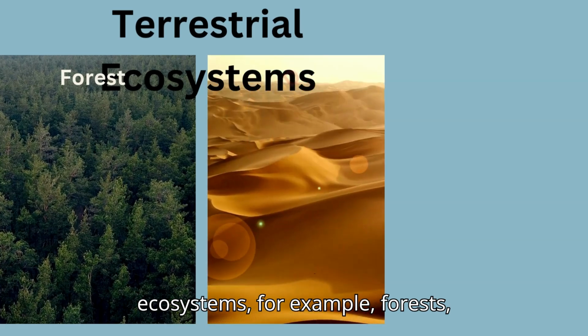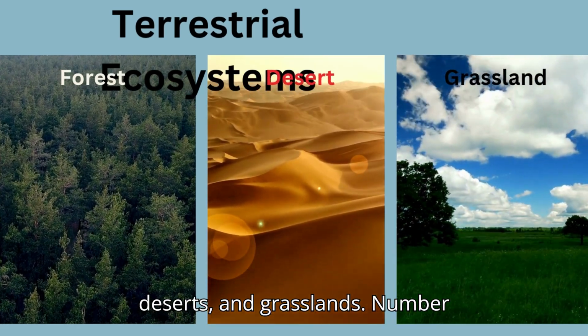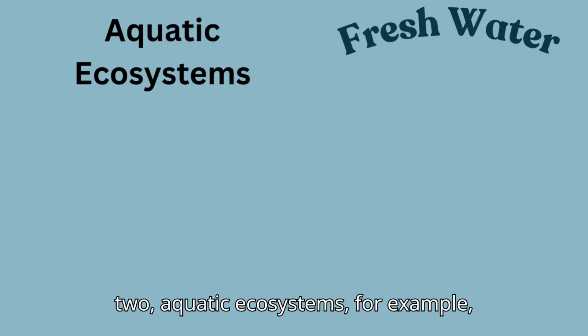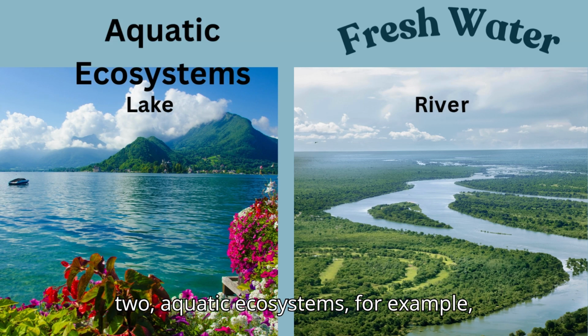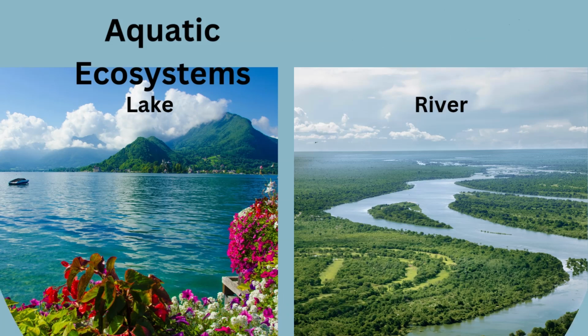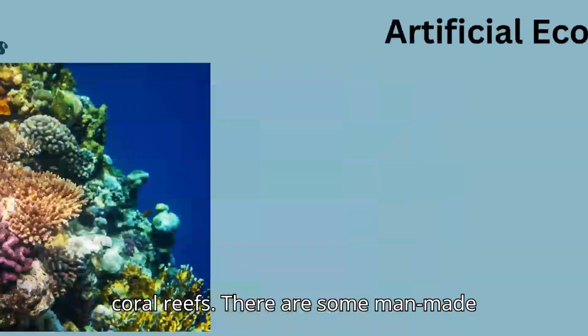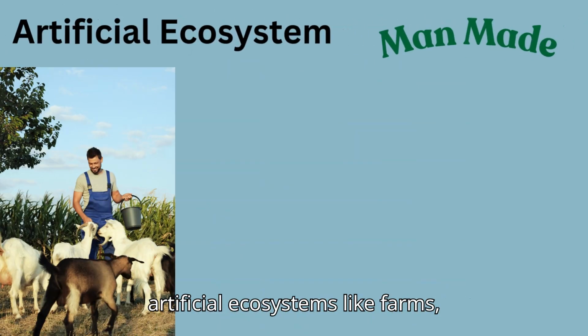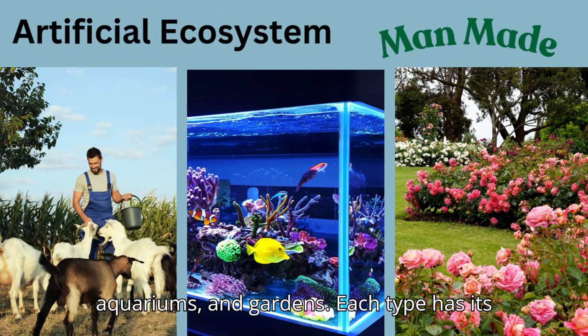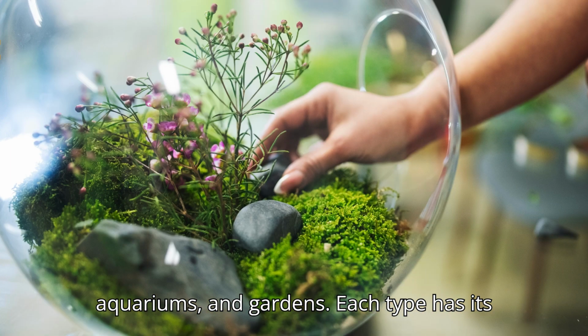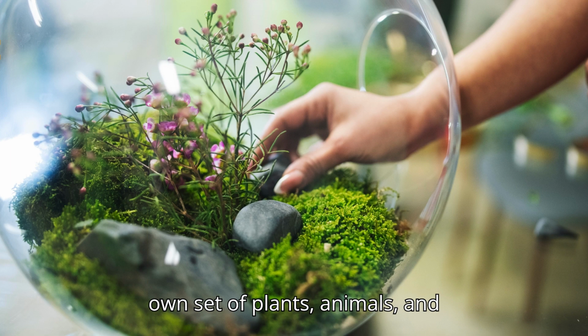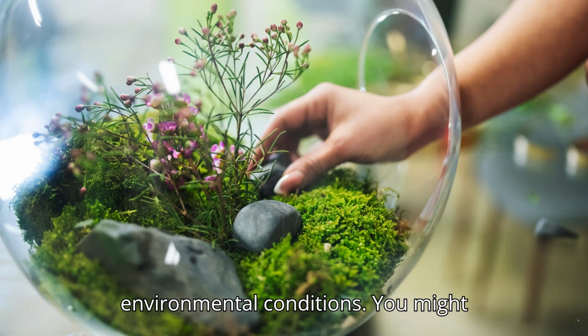Ecosystems can be classified in many ways. Number one, terrestrial ecosystems, for example, forests, deserts, and grasslands. Number two, aquatic ecosystems, for example, freshwater like lakes, rivers, etc., and marine ecosystems like oceans and coral reefs. There are also some man-made artificial ecosystems like farms, aquariums, and gardens. Each type has its own set of plants, animals, and environmental conditions.